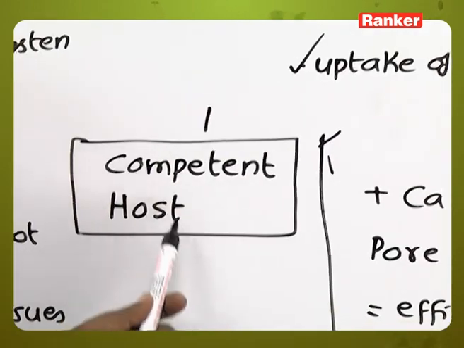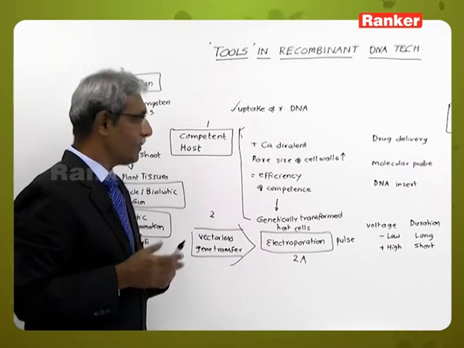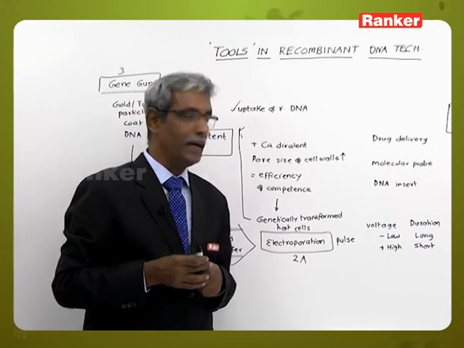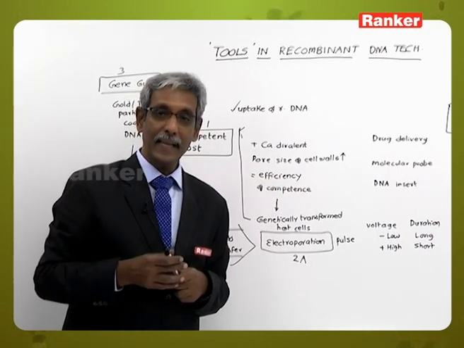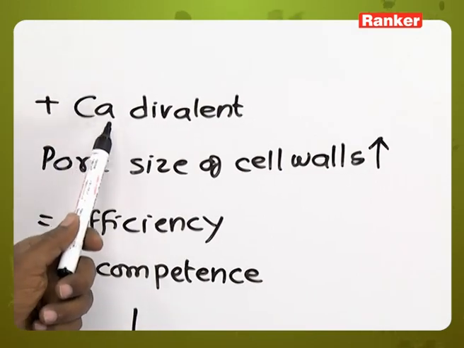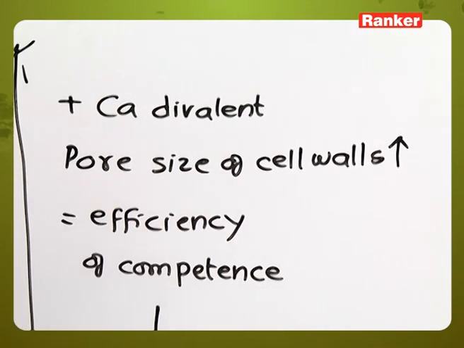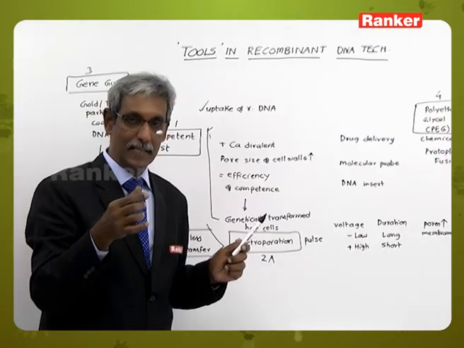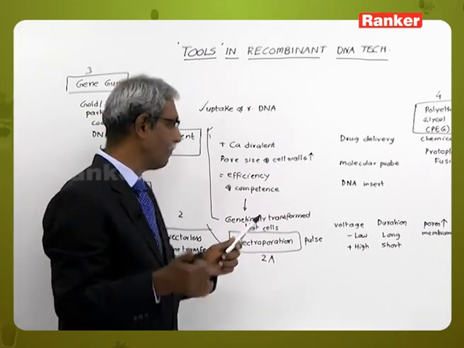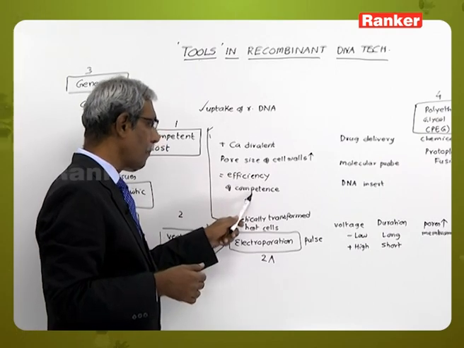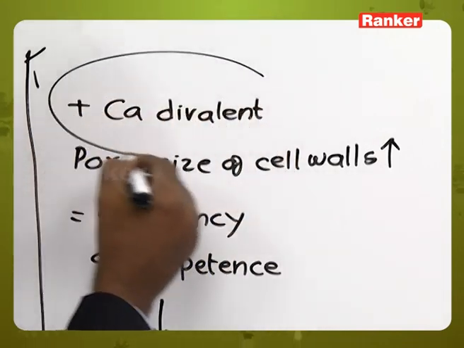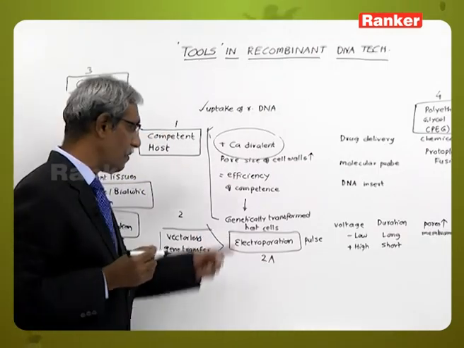Now, in order that a host be competent, it is very important that it should accept the recombinant DNA, and one method of how it can accept the DNA is if we add calcium divalent ions. When we add calcium divalent ions to the host cell, the pore size in the cell wall increases. Once the pore size increases, it is easy for the foreign DNA to be taken in by the bacterial cell. So, it improves the efficiency of competence. So, the efficiency of competence can be improved by adding calcium divalent ions on the membrane.